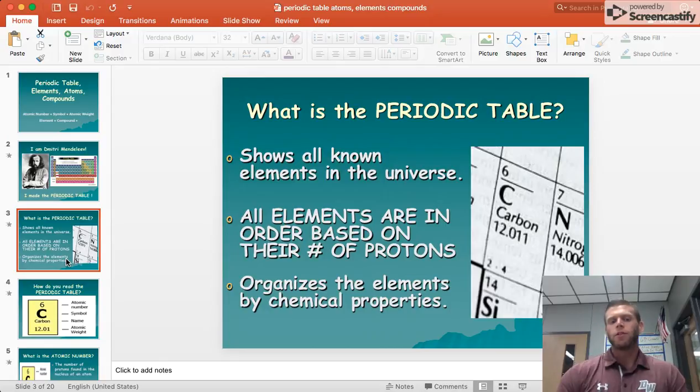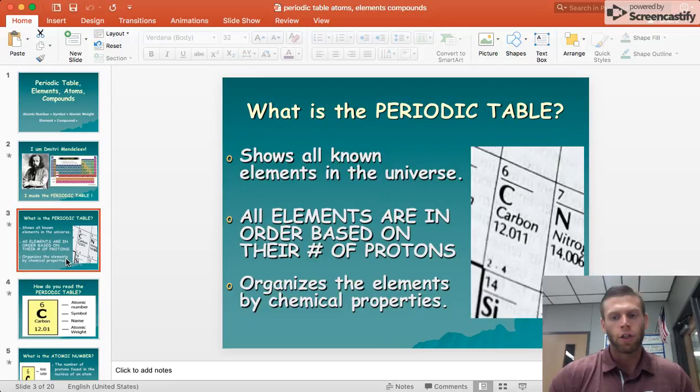The periodic table shows all known elements in the universe. All of these elements are in order based on their number of protons. Their number of protons is like their DNA. Like your DNA makes you you and makes you unique, the number of protons in an element makes that element unique. Like carbon, if you look over on the right, you can see that picture of carbon and the number above it is 6. So carbon has 6 protons, and no other element can have 6 protons because only carbon has it. It makes carbon carbon.